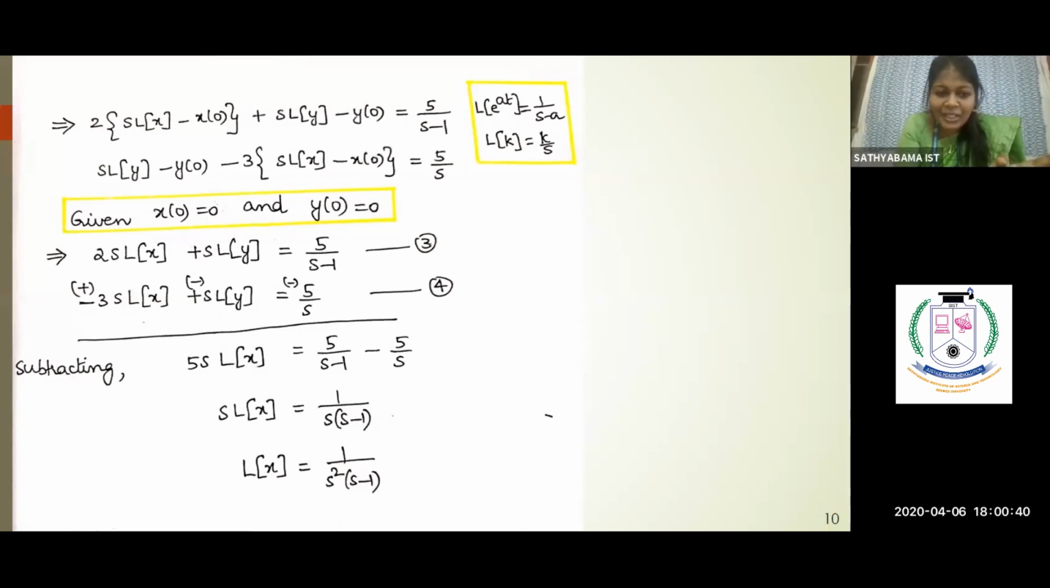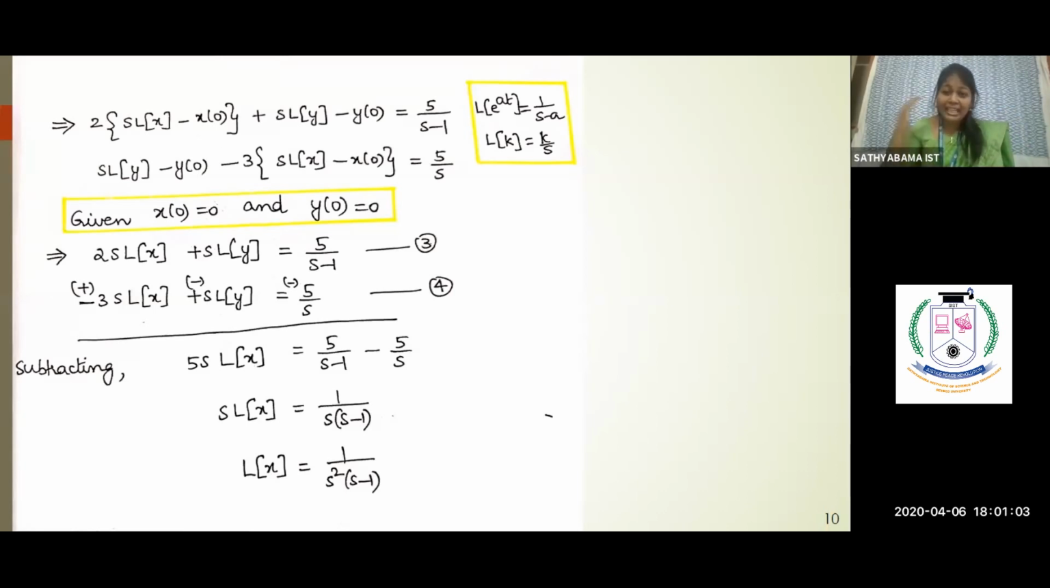So what happens now? L of y is gone. So I have just L of x. So 2s minus of minus becomes plus, okay? Plus, so it's 2s plus 3s, which is 5s. 5s L of x is equal to, right hand side, remember I'm subtracting. So it's 5 by s minus 1 minus 5 by s. Have you understood? Now, so this is step 4 that we're doing.